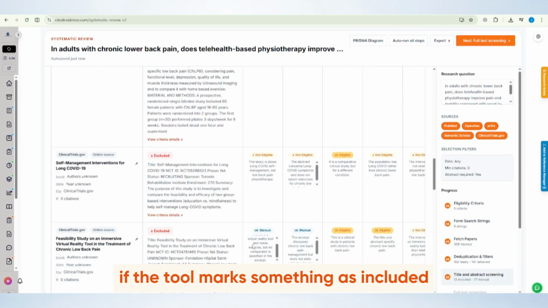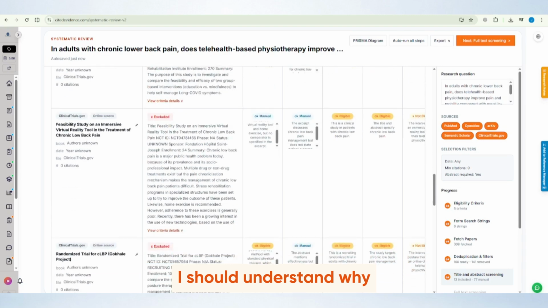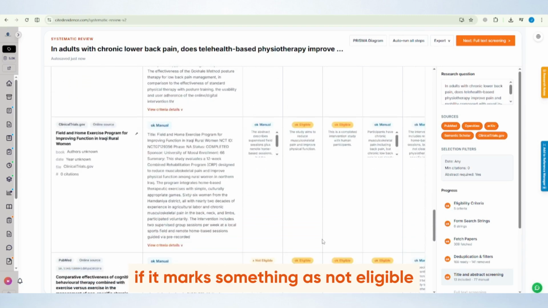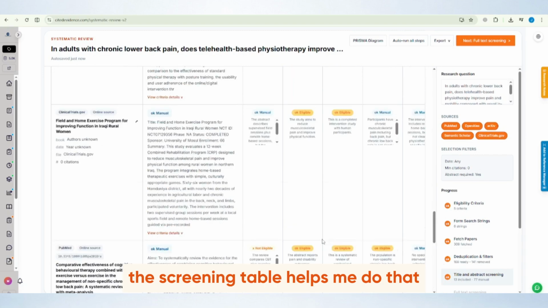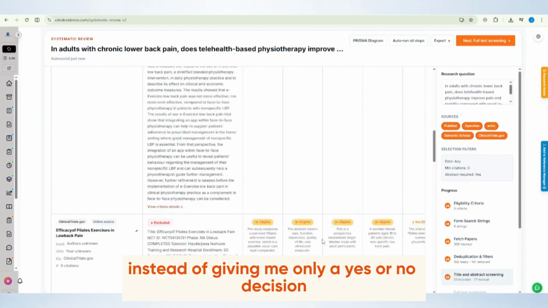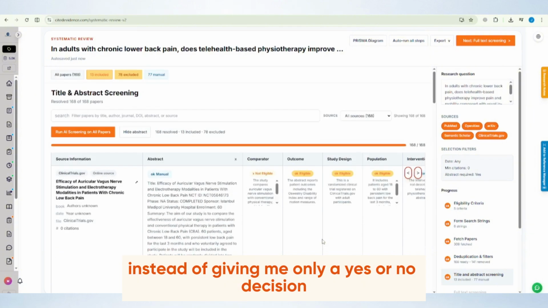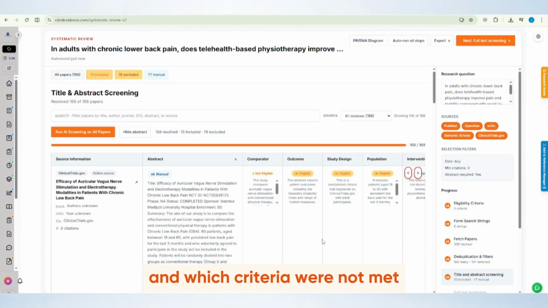If the tool marks something as included, I should understand why. If it marks something as not eligible, I should check whether the reason is valid. The screening table helps me do that. Instead of giving me only a yes or no decision, it shows which criteria were met and which criteria were not met. That makes the process more transparent.